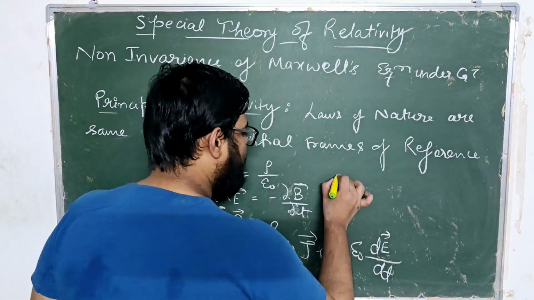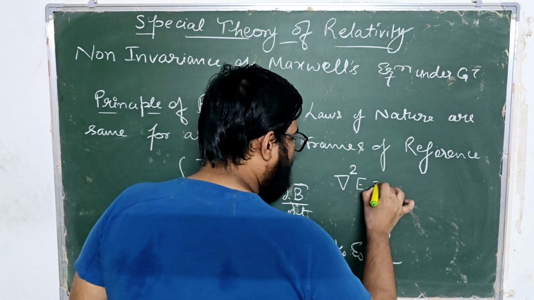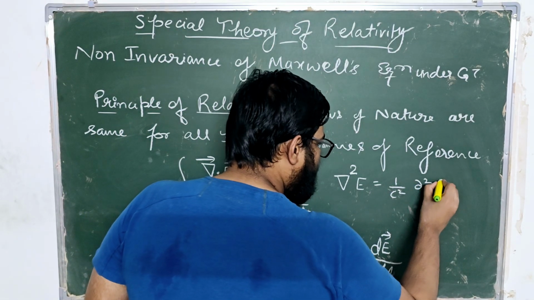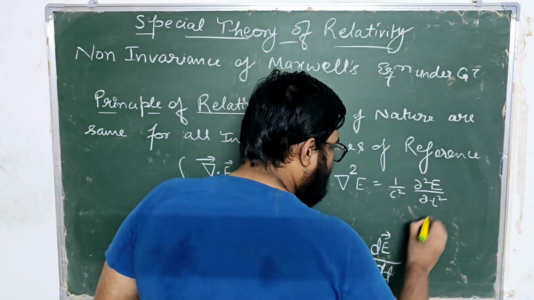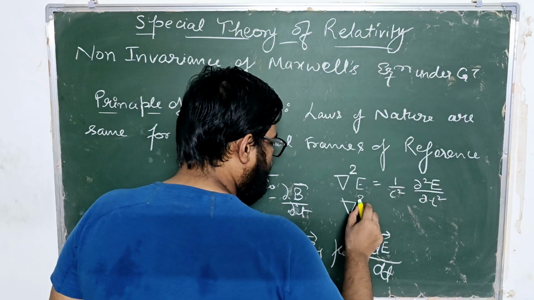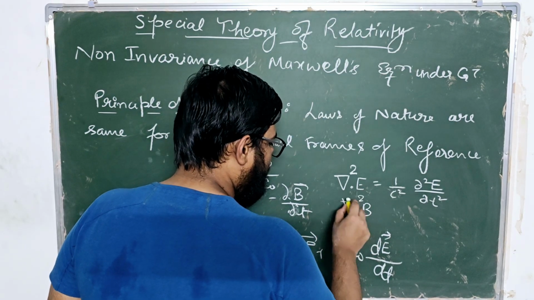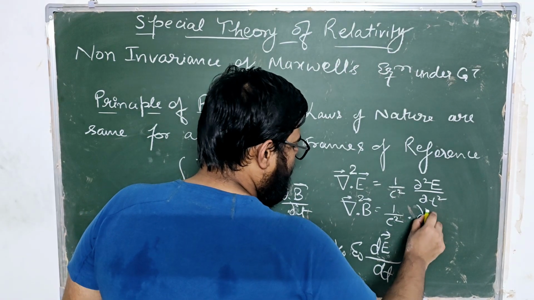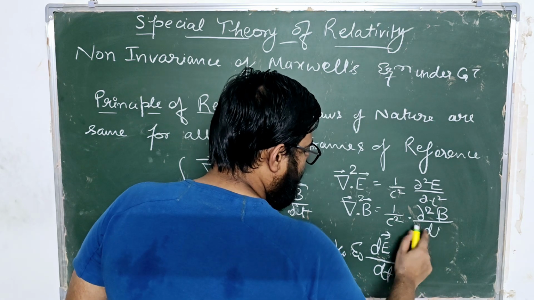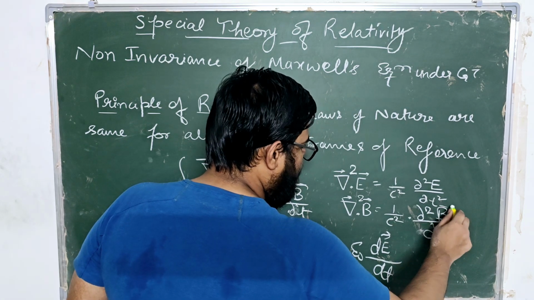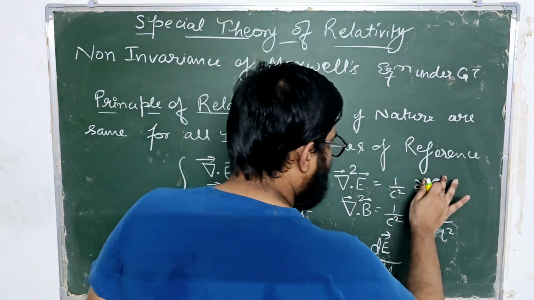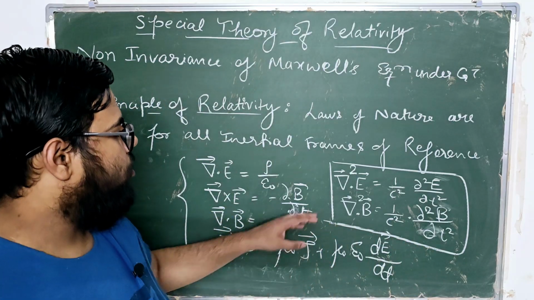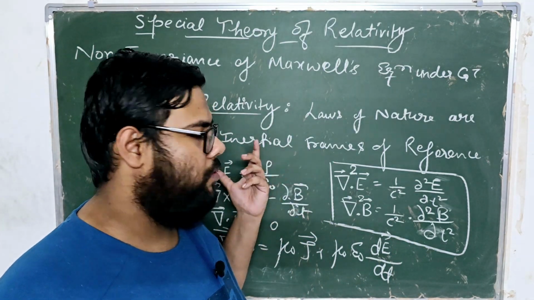What is that wave equation? Del squared E is equal to 1 upon c square del 2 E by del t square, and this is of course dot product, del squared B is 1 upon c square times del 2 B by del t square. Sorry, not vector. Okay, so this is the wave equation form of Maxwell's equation, right?